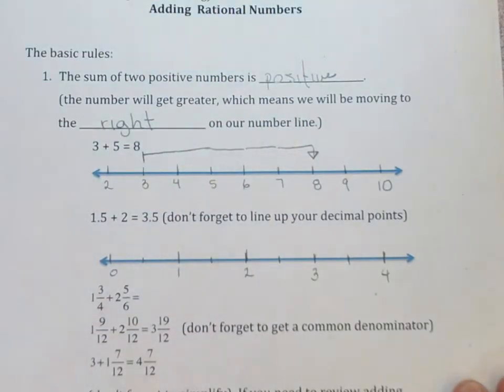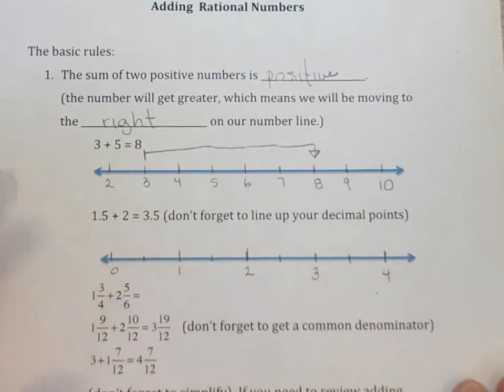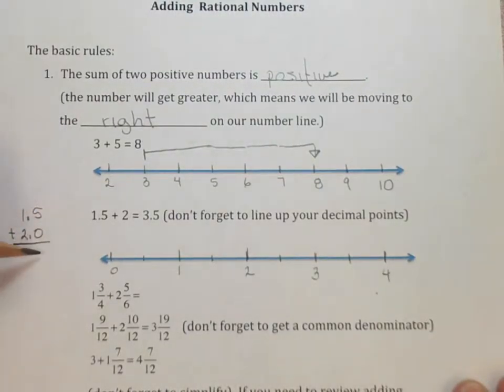The reason we're doing this mainly is to review decimals and fractions, and you need to remember that when you are doing a decimal, you need to line up your decimal points. So this is 1.5 plus 2.0. If it's a whole number, it's just a decimal point and a 0. So make sure you line up your decimal points. Then you can see it's 3.5.